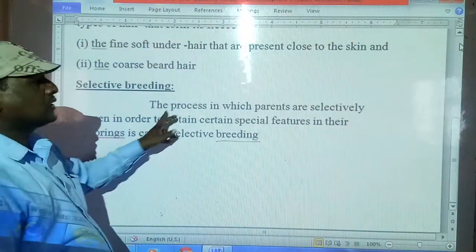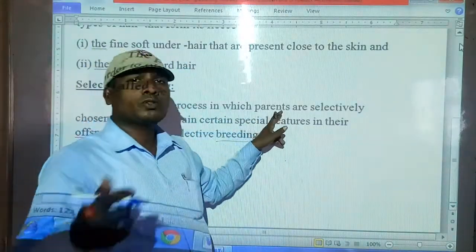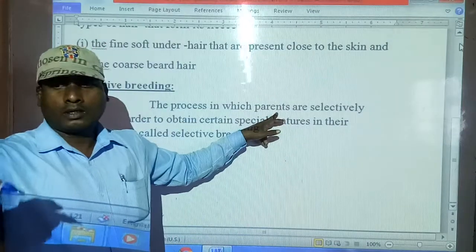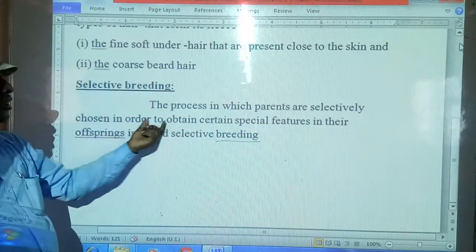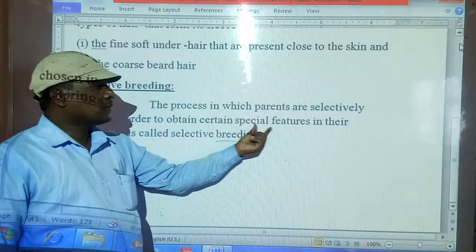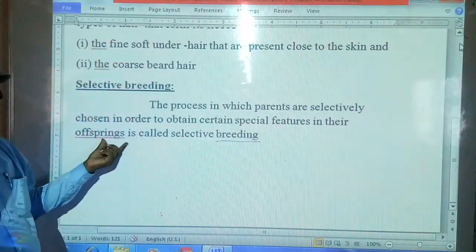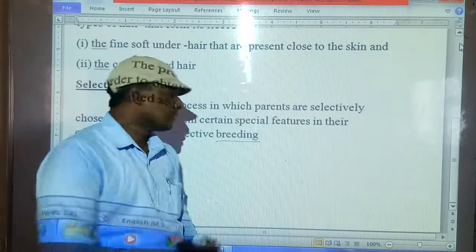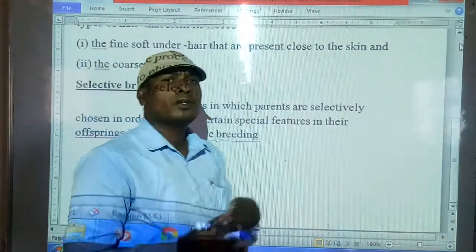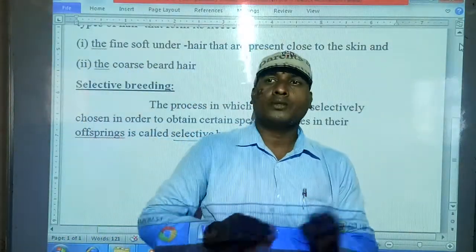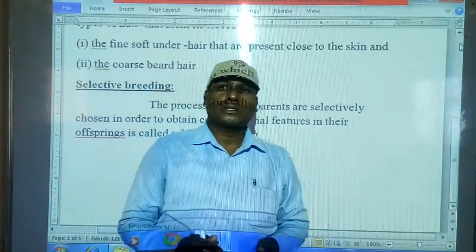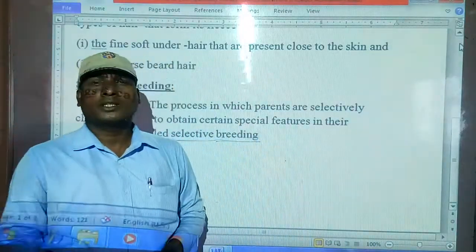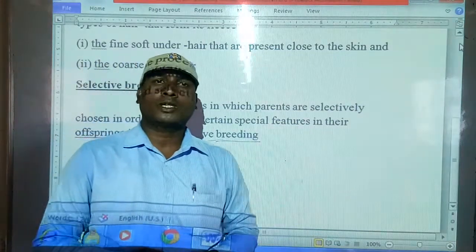Breeding means the process in which parents, those who keep the sheep or goats, are selectively chosen in order to obtain certain special features in their offspring. This is called selective breeding. Selective breeding means deciding at which times they want to remove the hair, what the duration is, and what the procedure is. Okay students, these are the things about wool, and in the next class we will see other things. Okay, thank you all.